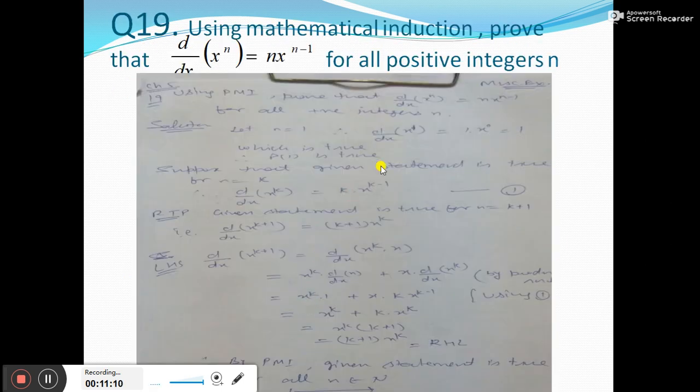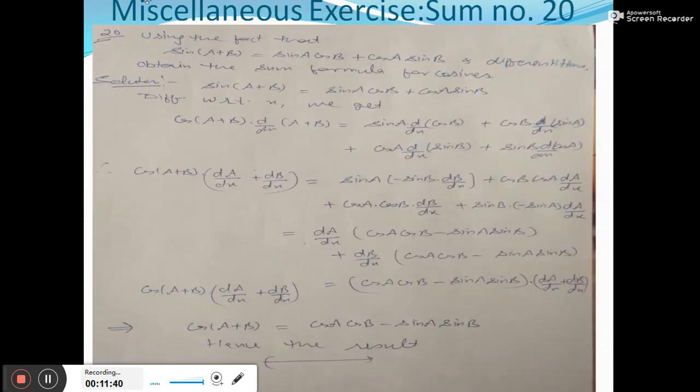Now the next example, question number 19. Using mathematical induction, prove that the derivative of x raised to the power n is equal to n into x raised to the power n minus 1 for all positive integers n. We have to prove this by mathematical induction. As you know, in mathematical induction, for the first step put n is equal to 1. If it is true, then P(1) is true.